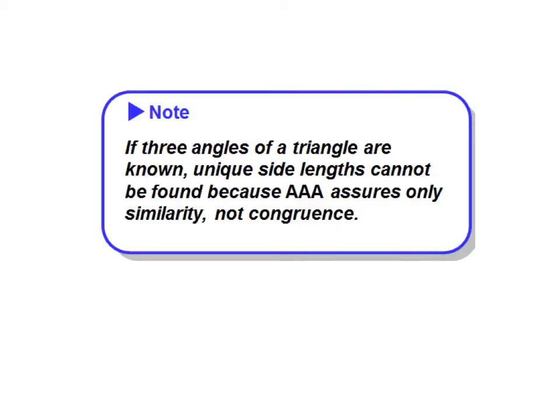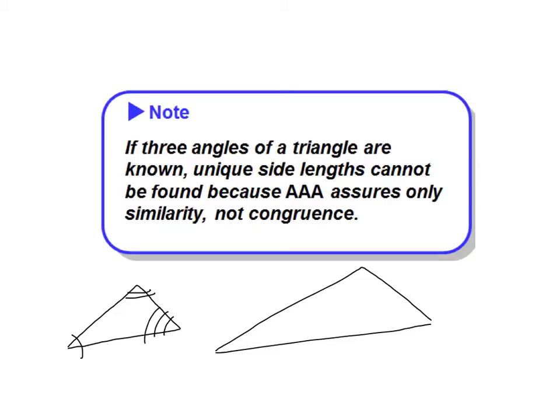Make sure, though, that you understand that if you have three angles of a triangle, that doesn't mean that the triangles are congruent. Because the angles don't assure congruence, they only assure similarity within the triangles, meaning that these two triangles are related by some scale factor, but they are not necessarily congruent.